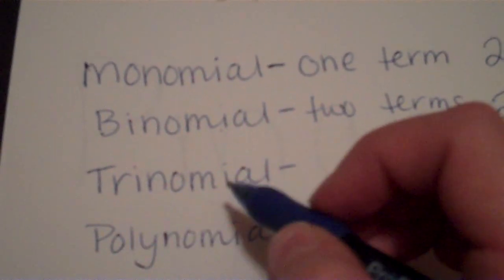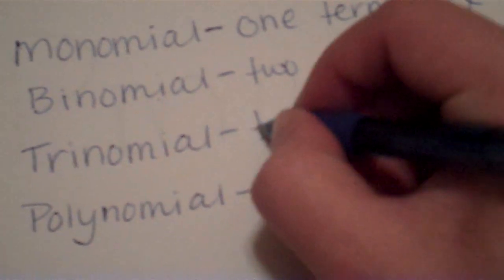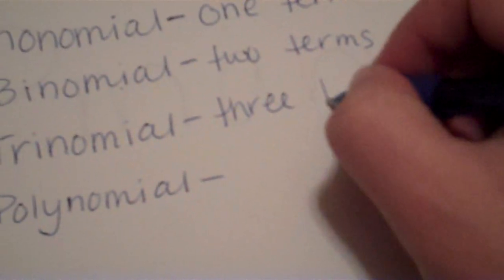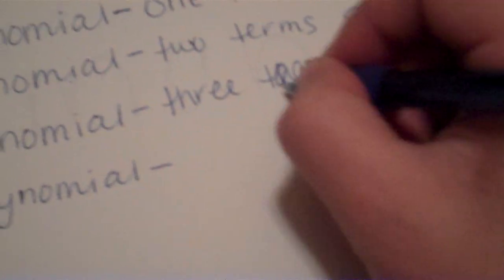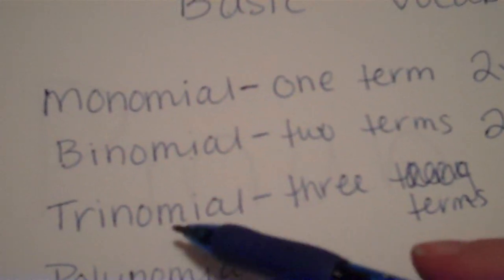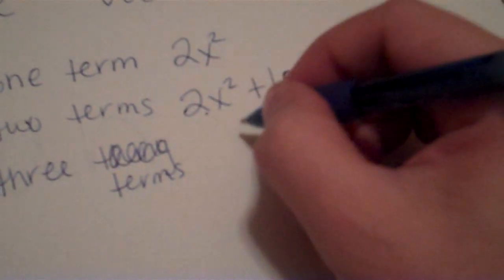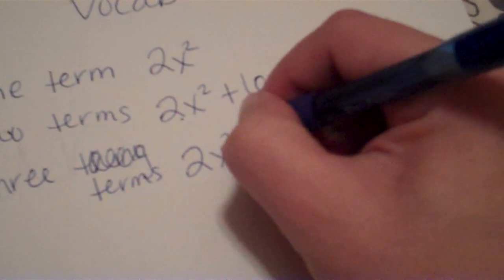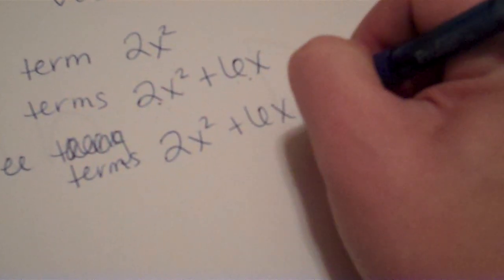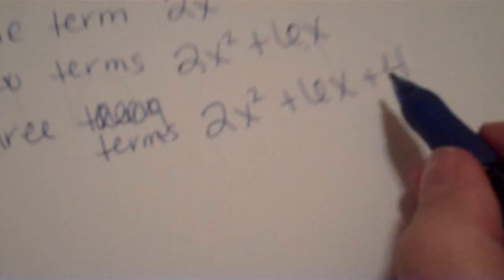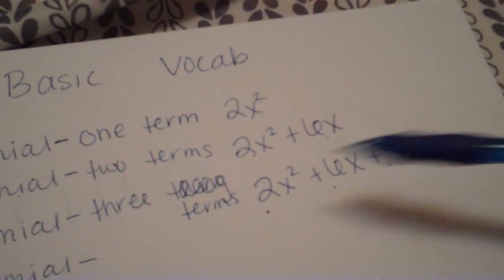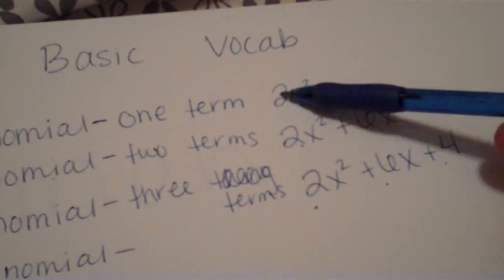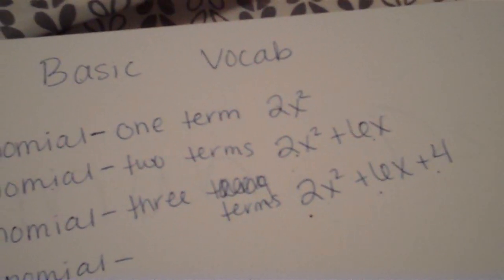And you would guess that trinomial means you have 3 things. Or I'm sorry, not 3 things. 3 terms. Essentially things, sorry. 3 terms. So a trinomial means you have 3 sections. So maybe it's 2x squared plus 6x plus 4. So I have 3 separate things going on there. So it doesn't really matter the letter, it doesn't really matter the exponent, it just matters 1, 2, 3.